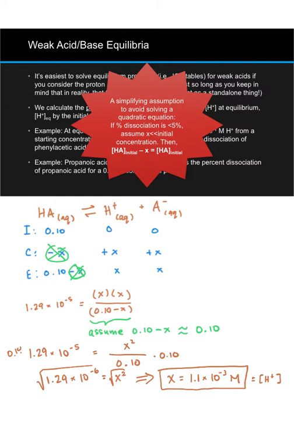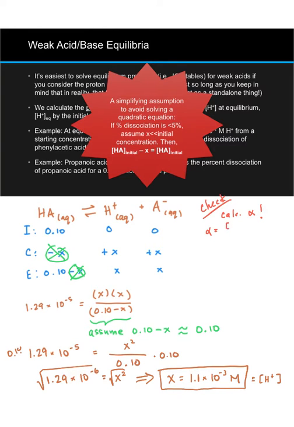In order to make this assumption, we need to verify it. So we always need to check our assumption by calculating a percent dissociation, alpha. We'll do this after every weak acid problem where we've made a simplifying assumption to avoid solving the quadratic equation. Virtually all the time, it'll work out.